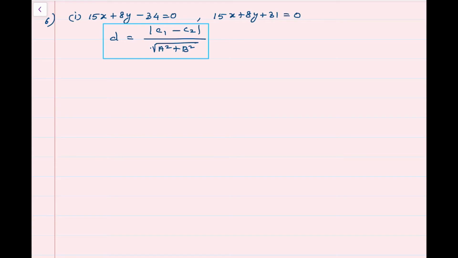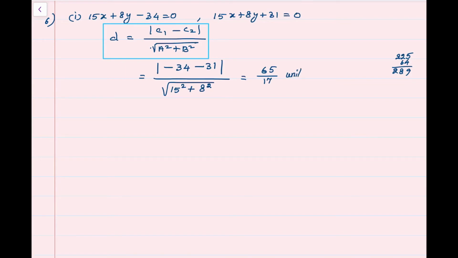To use this formula, the coefficients of x and y in these two parallel lines should be the same. Here they are the same. Therefore, absolute value of minus 34 minus 31 divided by root of a is 15 square plus b is 8 square, which is equal to 65 divided by 15 square is 225, 8 square is 64, 289. Root of 289 is 17. The distance is 65 over 17 units.